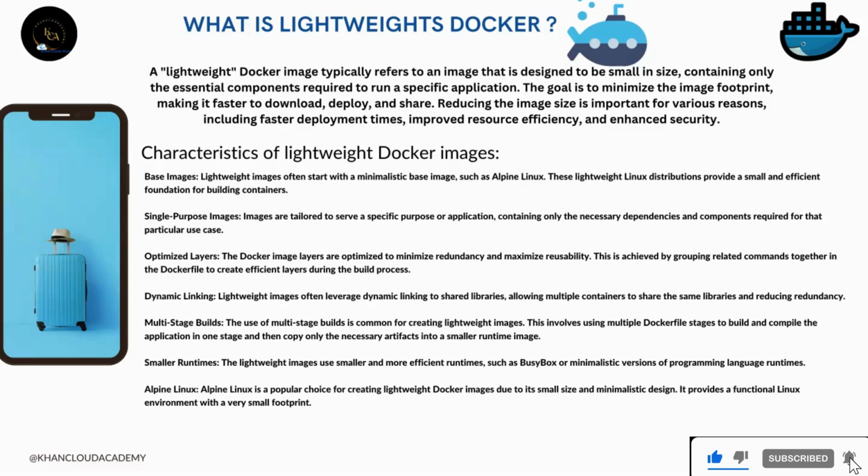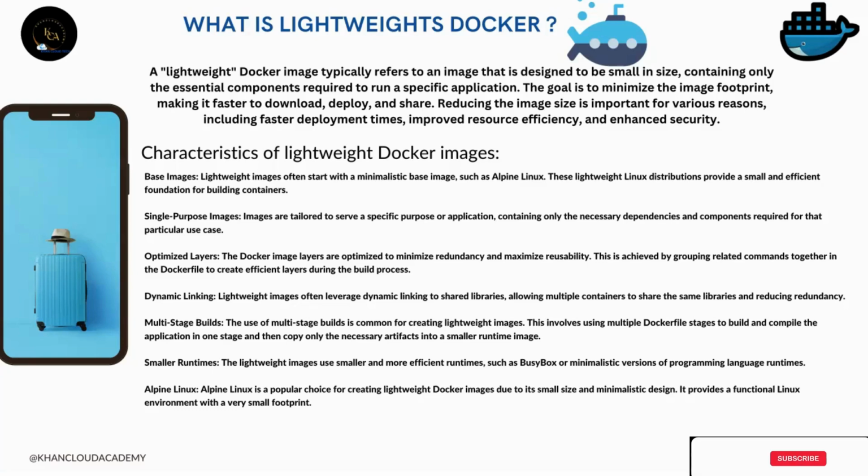Let's talk a little bit about the characteristics of lightweight Docker images. The first thing is the base image. Lightweight images often start with a minimalistic base image such as Alpine Linux. These lightweight Linux distributions provide a small and efficient foundation for building containers. Single-purpose images: images are tailored to serve a specific purpose or application, containing only the necessary dependencies and components required for that particular use case. So this is what you are going to explain if you ever get asked in an interview what a lightweight Docker image is.